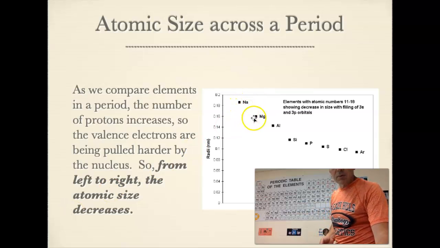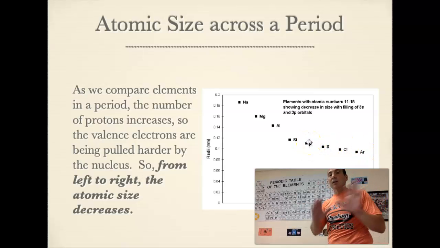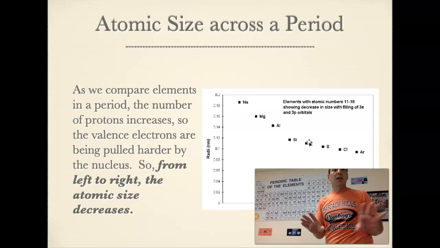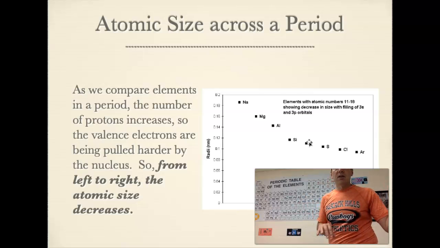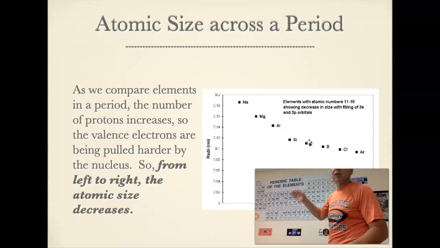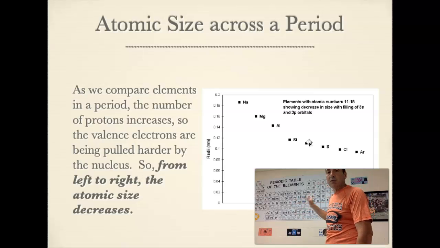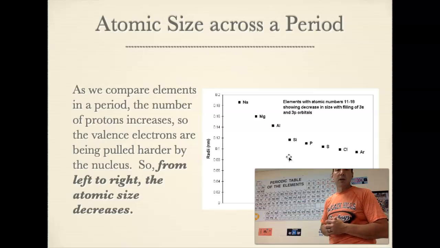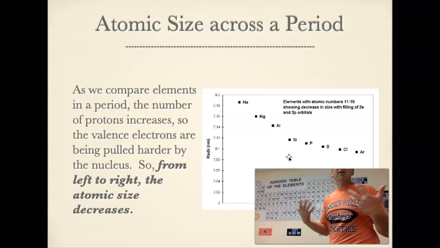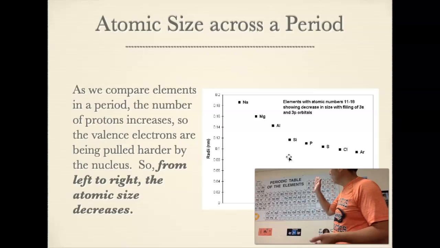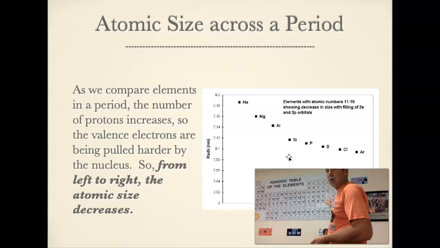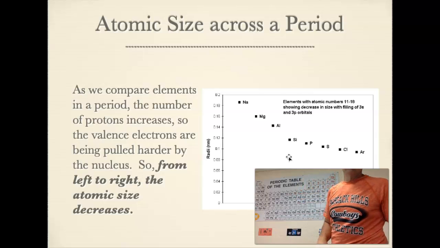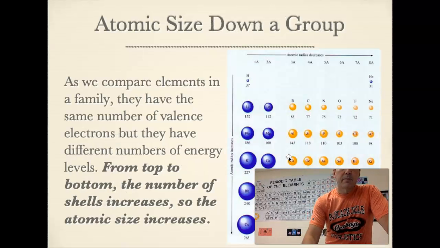At first, some of the jumps are kind of significant, and down here, the jumps are kind of small. That's not the issue. We're just trying to say if it's bigger or smaller. And you can see that as you go from left to right, from sodium to magnesium, aluminum, silicon, phosphorus, sulfur, chlorine, argon, the size is decreasing. Okay? So atomic radius or atomic size decreases as we compare elements from left to right. Okay? Now, what about as we compare them from top to bottom?